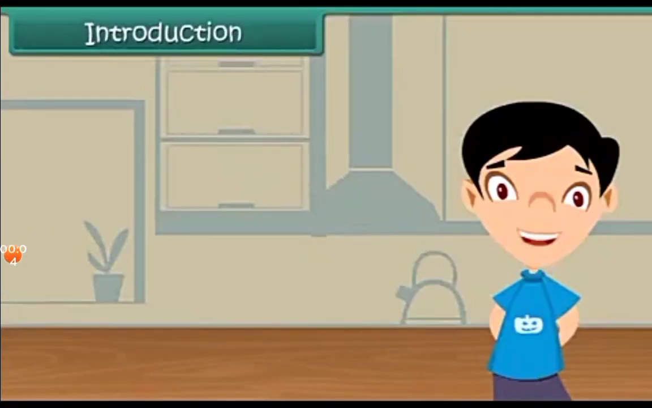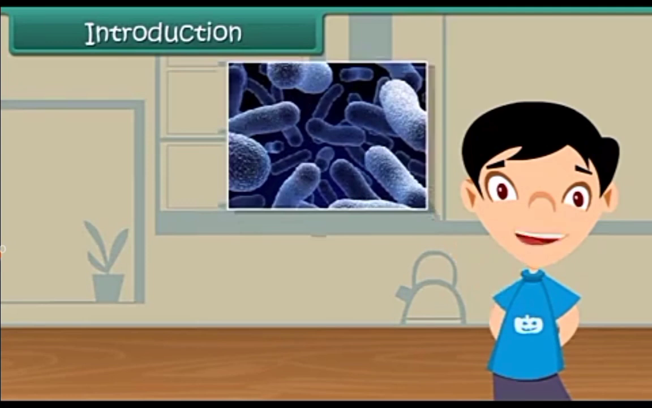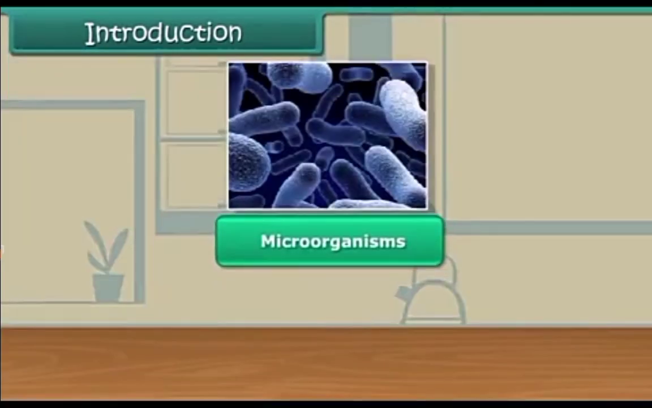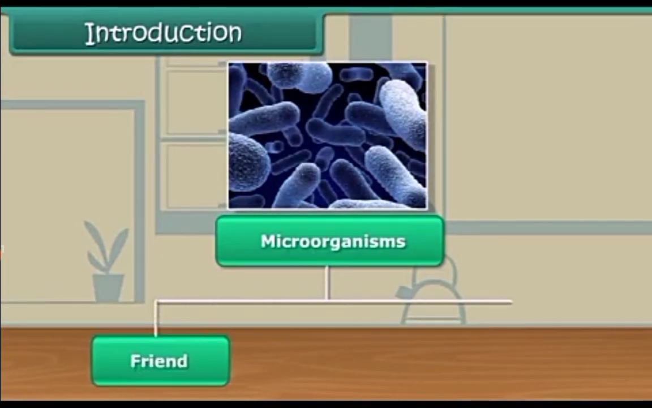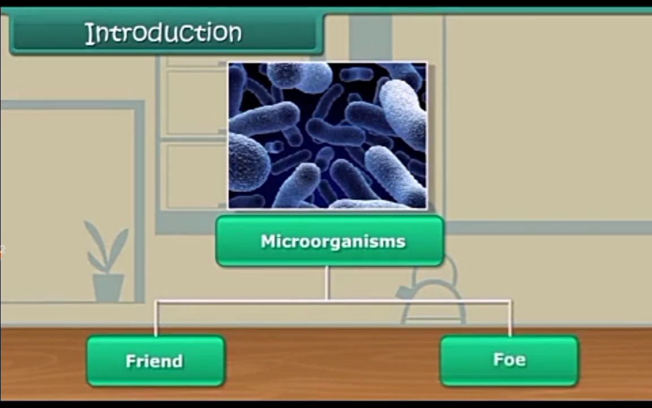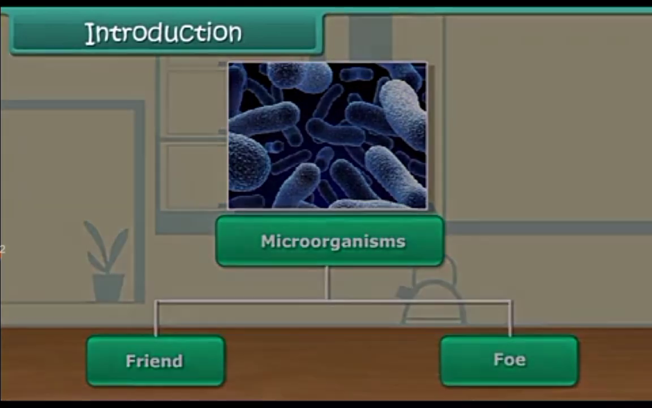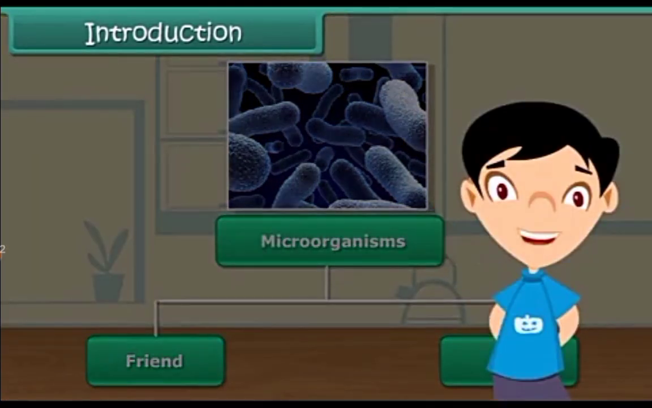Hi friends, as we all know, there are so many microorganisms in our surroundings. They are classified into different groups. Some of them are useful for us and hence called friends, while most are harmful and hence called foe or enemy. So in this module, we are going to learn more about the friend and foe nature of these microorganisms.